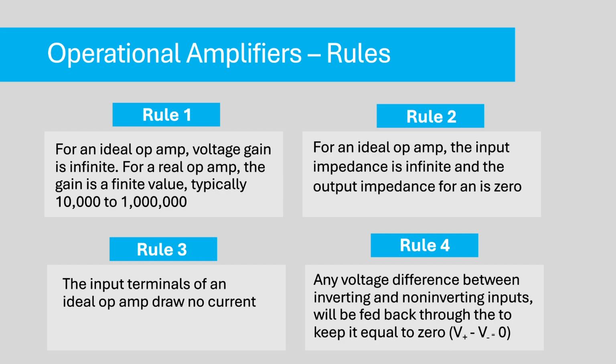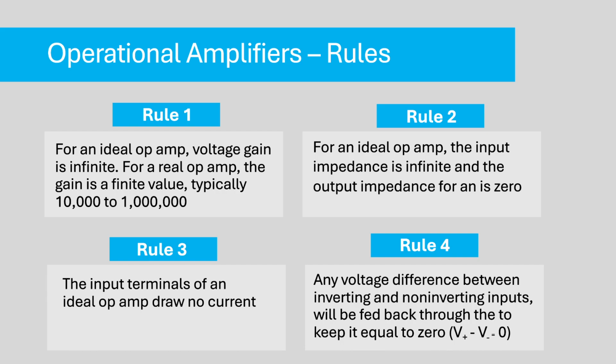For an ideal op amp, the voltage gain is infinite. So the amount of gain that we can have is absolutely infinite. You can take any input and amplify it to an infinite amount. For real operational amplifiers, that's not practical. Typically the gain would be from 10,000 to a million, so 10 to the 4 to 10 to the 6. That's more realistic for actual amplifiers.